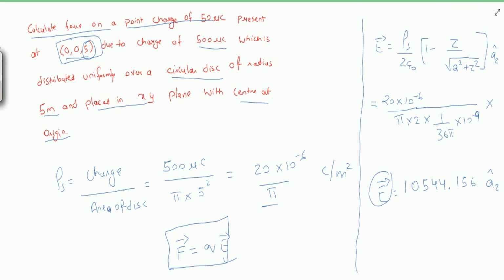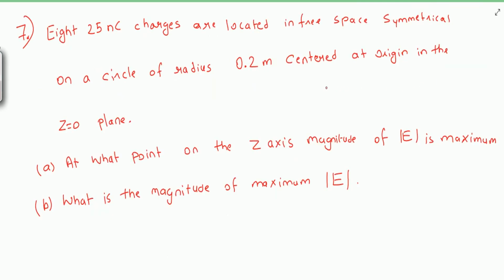Now the next question is: 8 25 nanocoulomb charges are located in free space symmetrically on a circle of radius 0.2 meter centered at origin in the z equals to 0 plane. At what point on the z axis is the magnitude of E, that is the electric field, maximum? And what is that maximum magnitude of E?